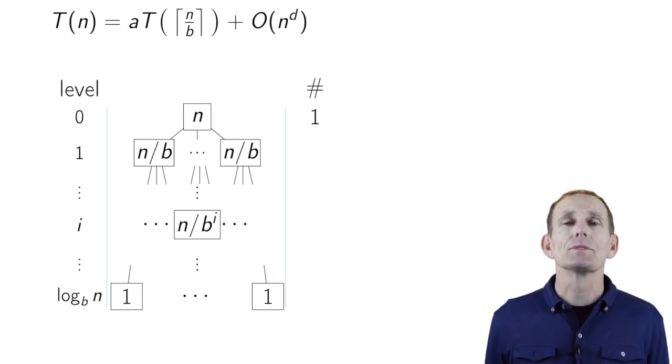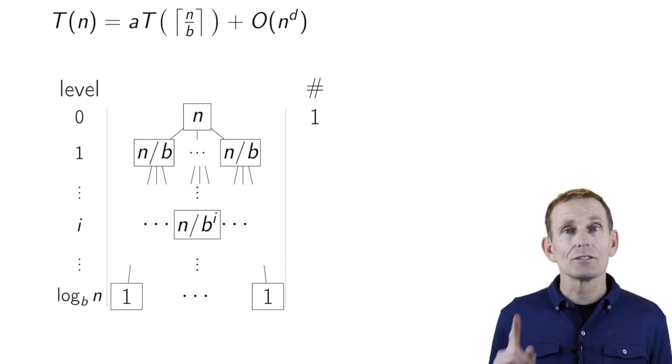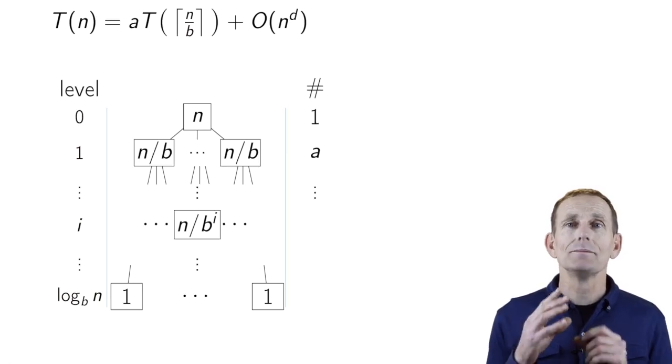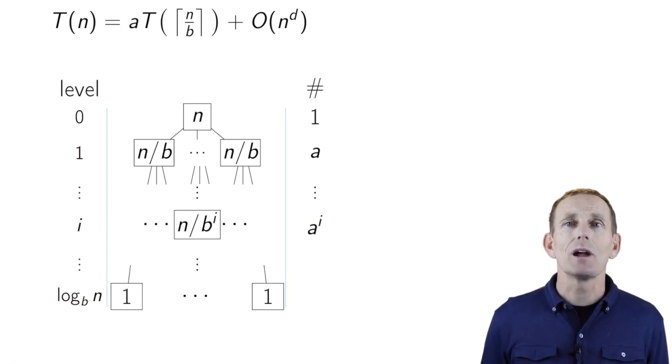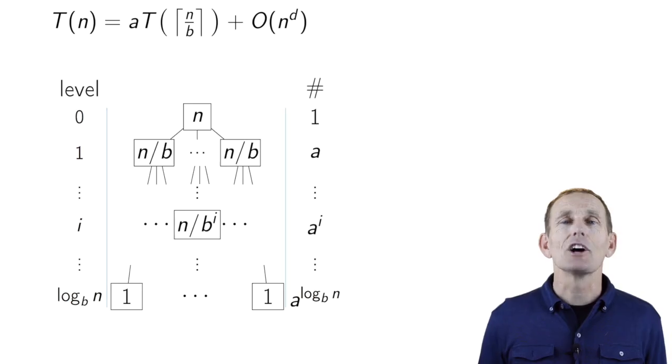All right, how many problems are there? At level 0, there's, of course, one problem. At level 1, a problems. And in general, at the ith level, a to the i problems. At the log base b of n level, it's a to the log base b of n.